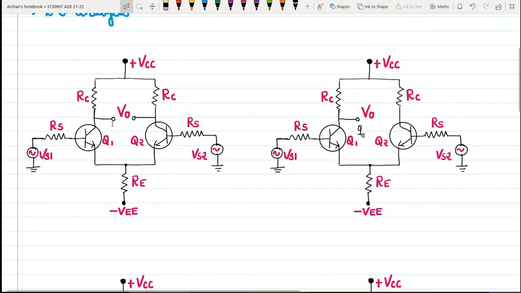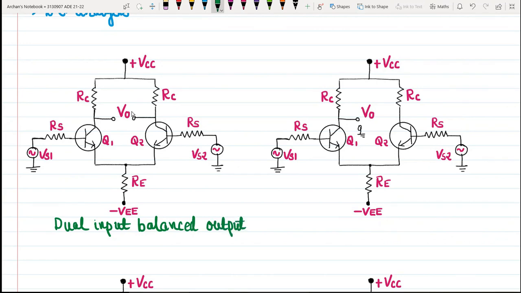And based on how we are measuring the output, right now in these configurations, we are measuring the output between the collector of transistor 1 and collector of transistor 2. So this particular configuration can be called as balanced output configuration, right? So the first circuit configuration is known as dual input balanced output.